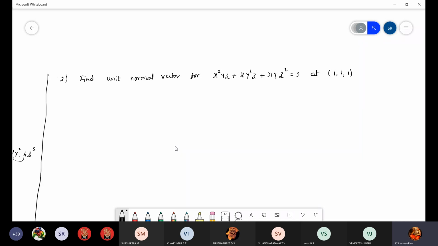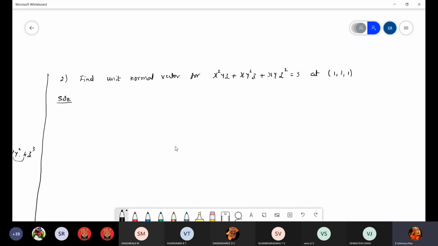Do it. I will write in parallel, but don't wait for my solution because I explained everything. So try to understand and do it on your own. If there is a mistake, from the mistake only you can learn. Okay, this is a class. You can make mistakes, but not in the exams.